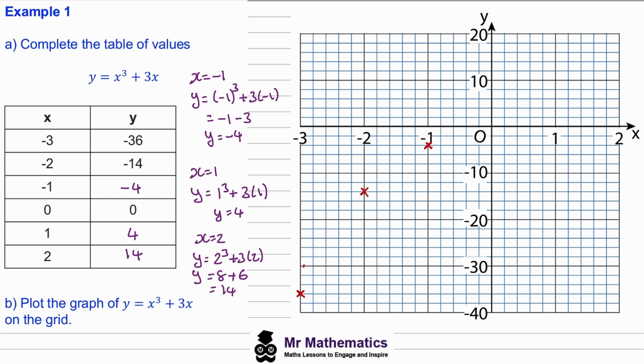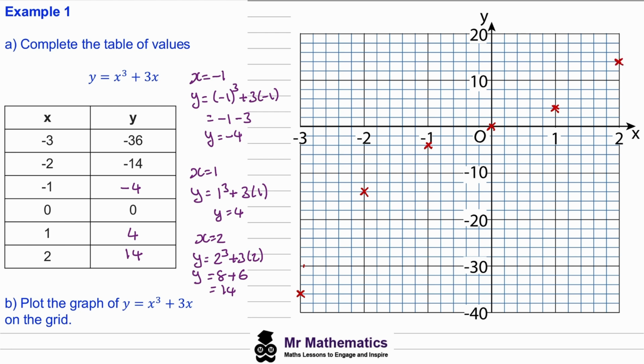When x is 0, y is 0. So this is plotted at the origin. When x is 1, y is 4. So that will go here. And then when x is 2, y equals 14. So we'll go up to here. So we plotted our coordinate points.